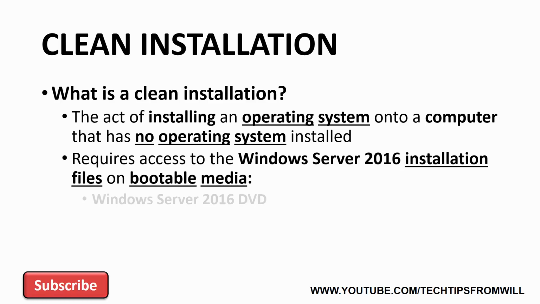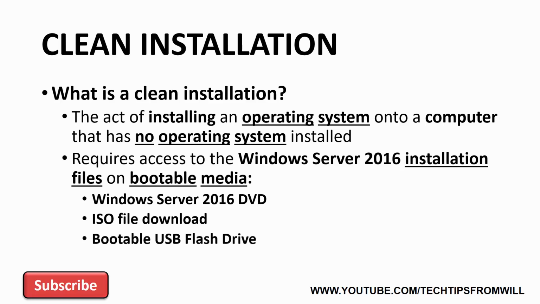This could include a Windows Server 2016 DVD, an ISO file download, which can be either burned to a DVD or mounted directly into Hyper-V if you plan to install Windows Server 2016 onto a virtual machine, or even a bootable USB flash drive. You can also install Windows Server 2016 over the network, providing you have some kind of deployment solution, like Windows Deployment Services, for example.